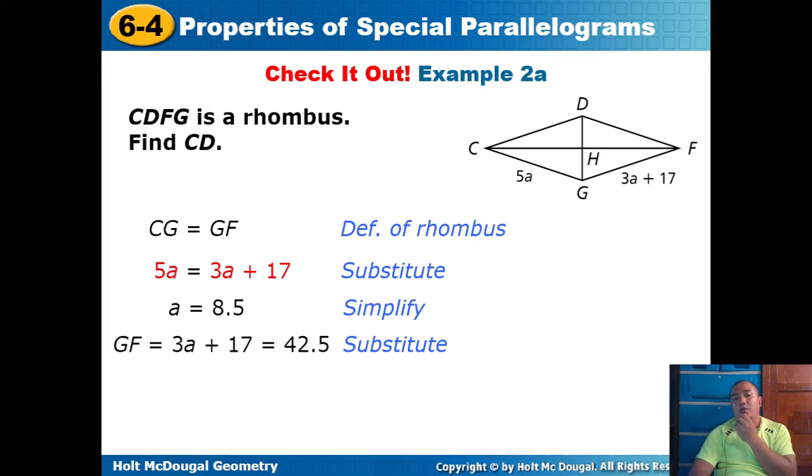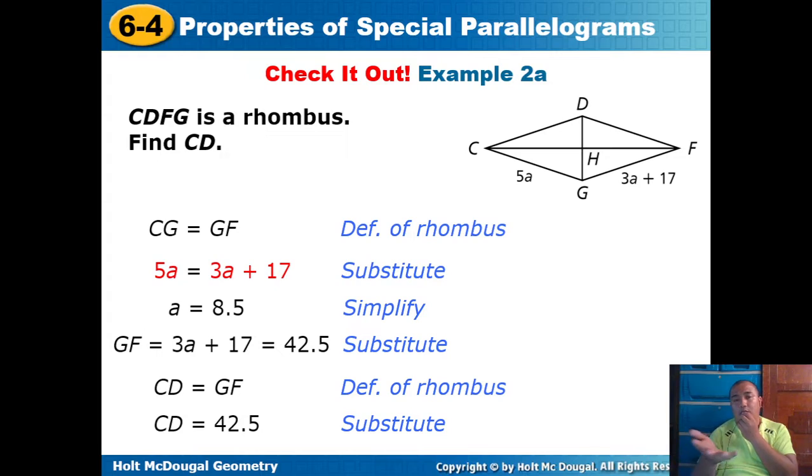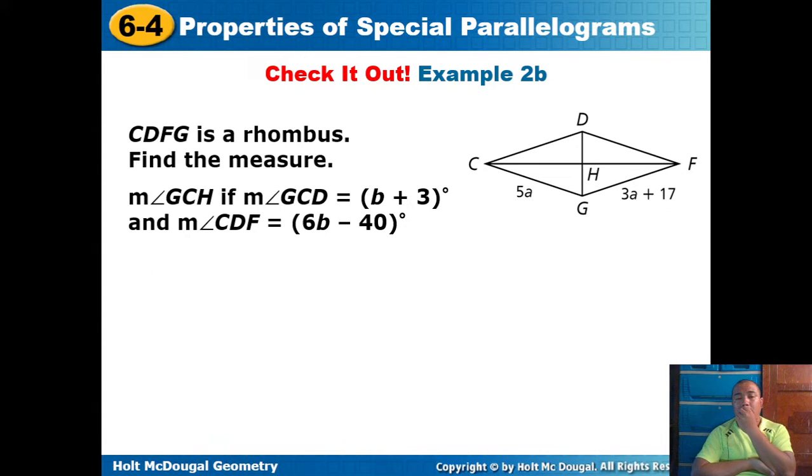So, what is the length of CD? 8.5 times 5, or 3a, 3 times 8.5 plus 17, is 42.5. 42.5 na rin yung CD. The length of CD. CD is equal to GF. CD is equal to 42.5. Diba? Did you get it? Yan. Or 5 times 8.5 is yun, 42.5. Also the length of segment CD.